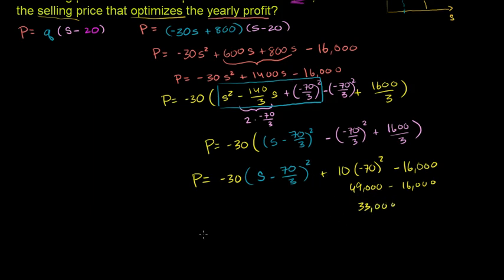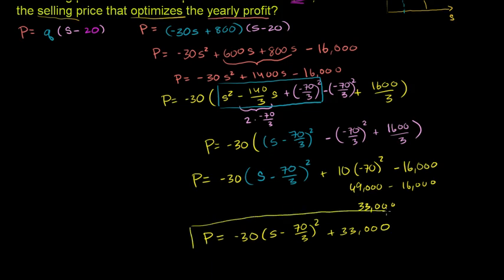So this whole thing simplifies to our profit function. Our yearly profit is negative 30 times s minus 70 over 3 squared. And let me make sure I did that right. 7 times 7 is 49, and then you have, no, it's 4,900. Let me be very clear here. Yes, 7 times 7 is 49, so 70 squared is 4,900, and times 10 is 49,000. Yep, 49,000 minus 16,000 is 33,000. So plus 33,000, just like that. Now, when is this thing maximized?